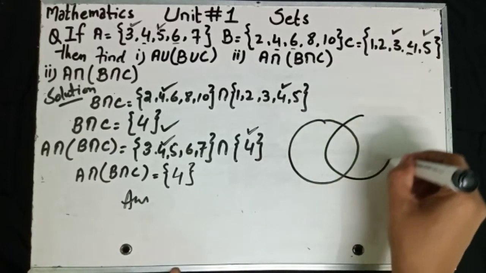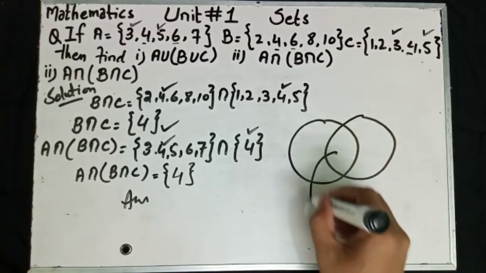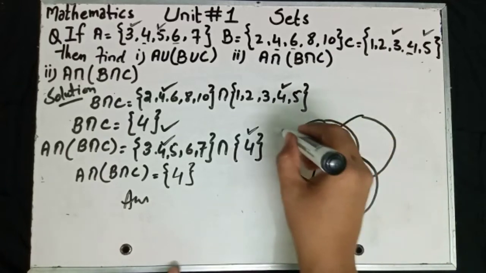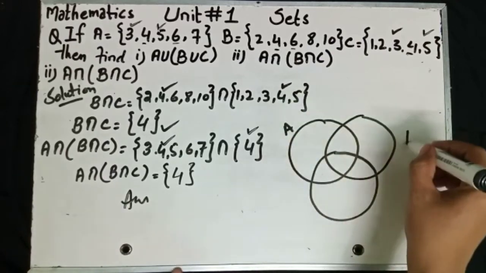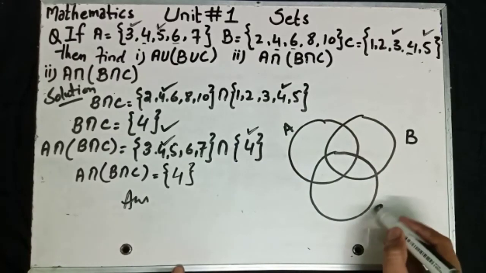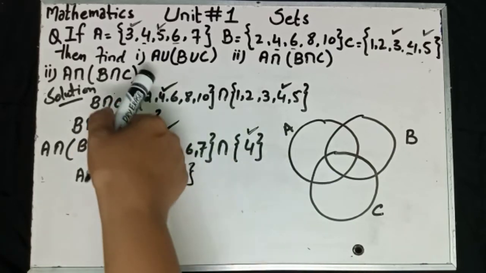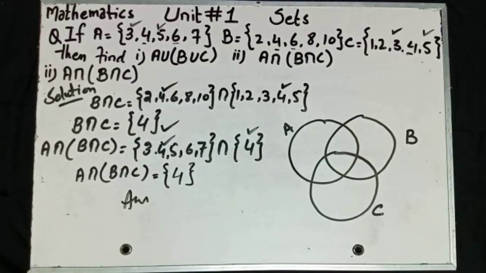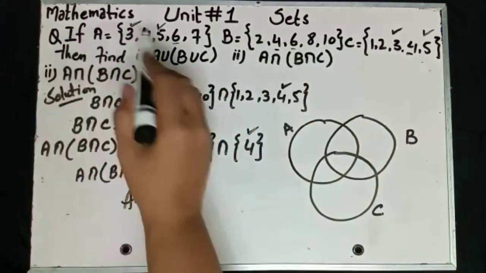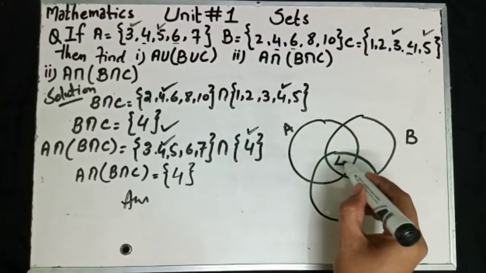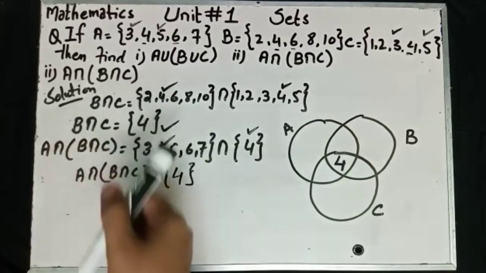3 sets are given, so we draw 3 circles. First circle represents set A, then set B, set C. We draw the same Venn diagram, but shaded part or vertical or horizontal lines are different. We draw the same Venn diagram which we drew in the first part. Common element in all 3 sets: 4.